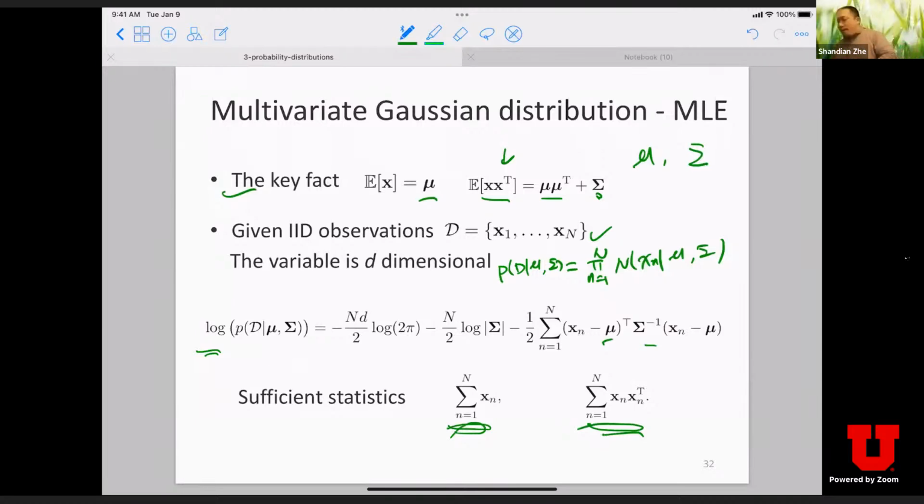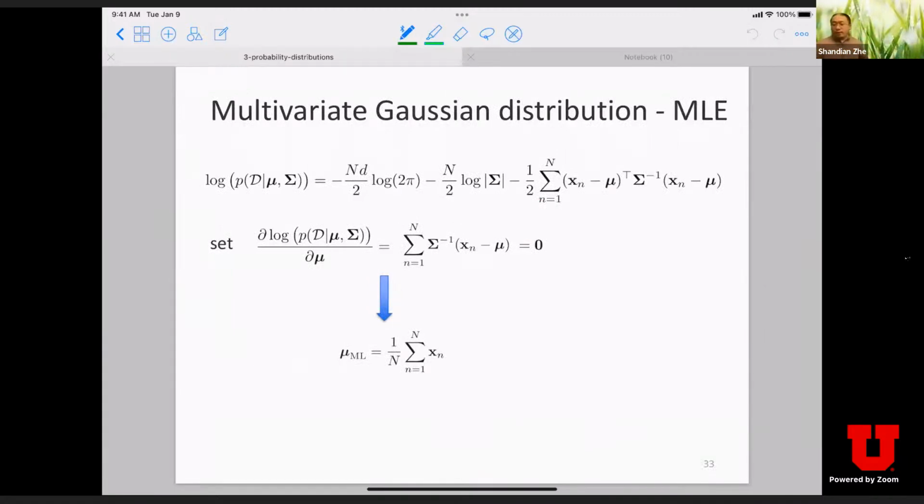Okay, so now let us do the maximum likelihood estimation. We have derived the log likelihood. If you want to do maximum likelihood estimation, as we mentioned, we just take the gradient with respect to mu and with respect to the covariance matrix sigma, set them to be 0, and solve for mu and sigma. We can first take a look at the gradient with respect to mu. The first two terms are constant with respect to mu. The only terms related to mu are the summation of the quadratic forms.